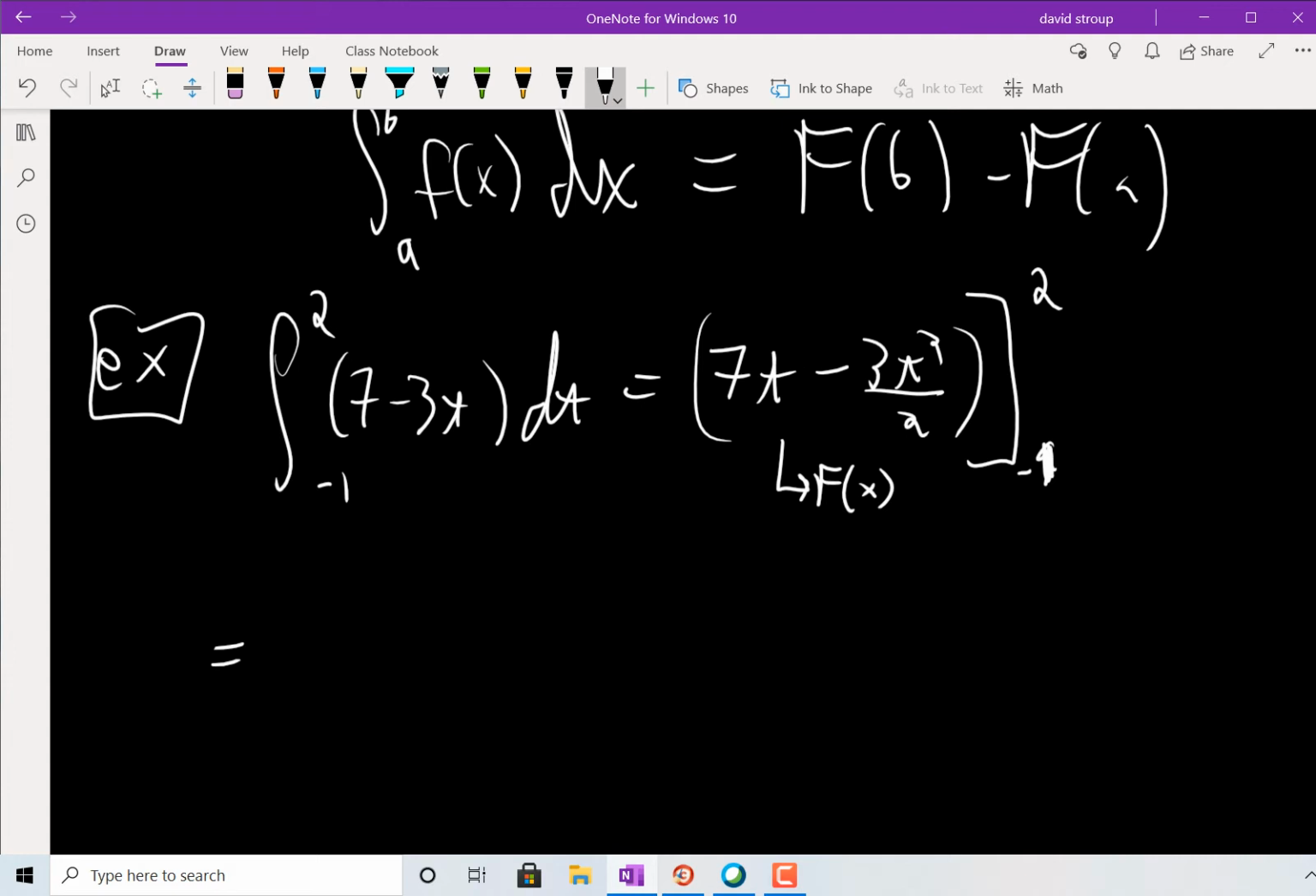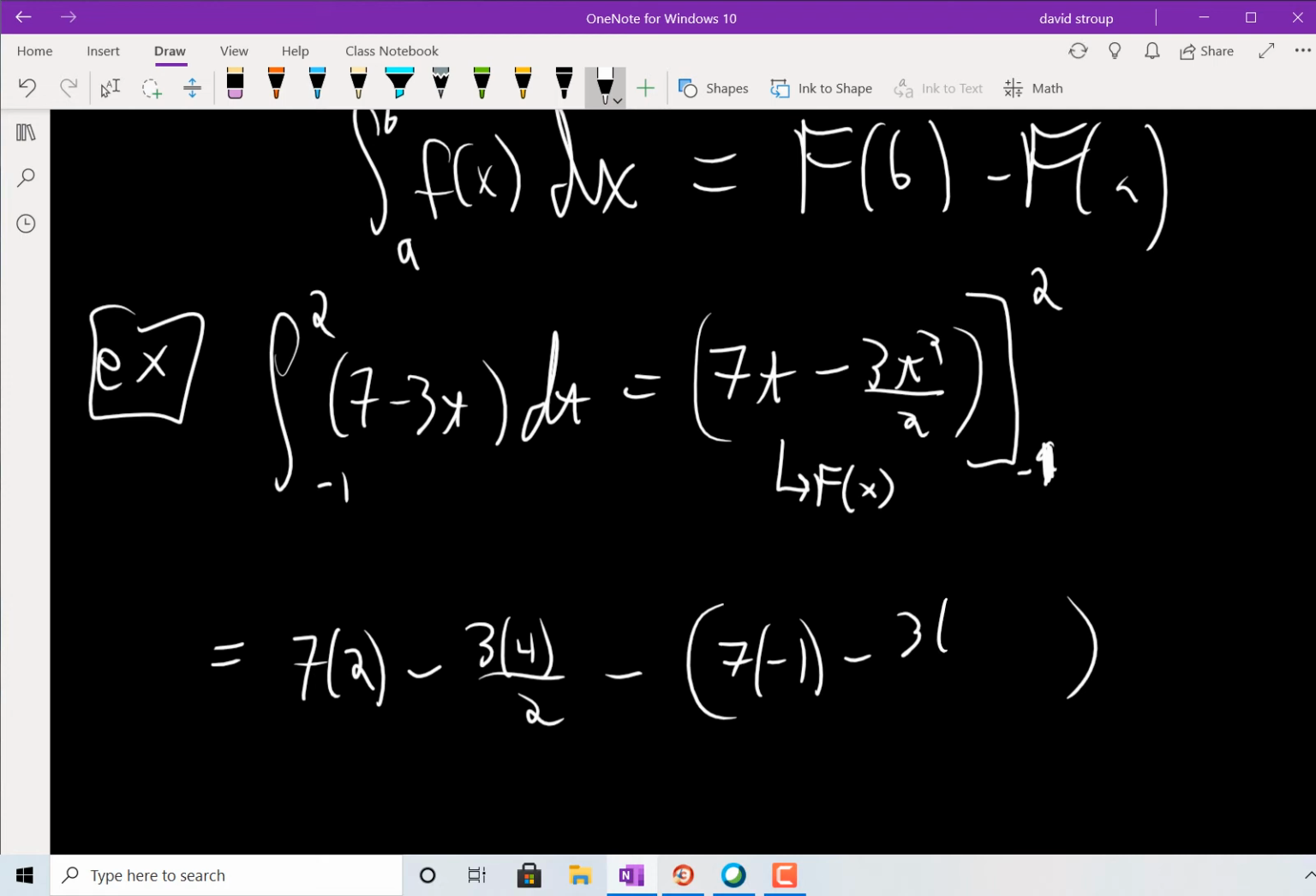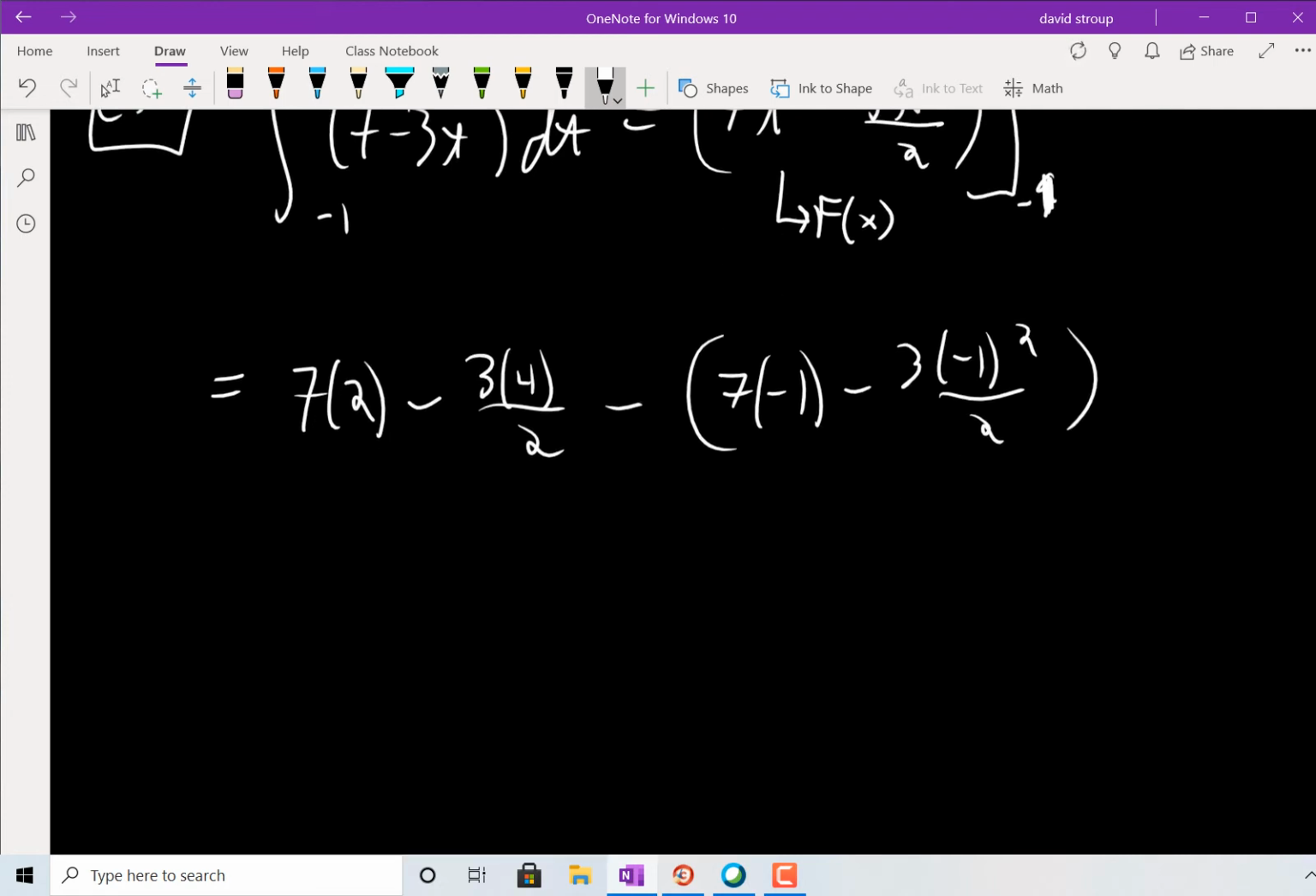So anyways, evaluate this at the endpoints. First plug 2 into F of x. So I'll have 7 times 2 minus 3 times 2 squared, which is 4, all over 2. And then you subtract away F of a. So you plug in -1 wherever you see t: 7 times -1 minus 3 times -1 squared all over 2. So there we have it. This first part is F of b, and then minus this thing is F of a.